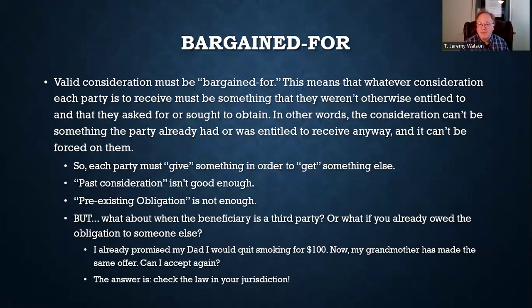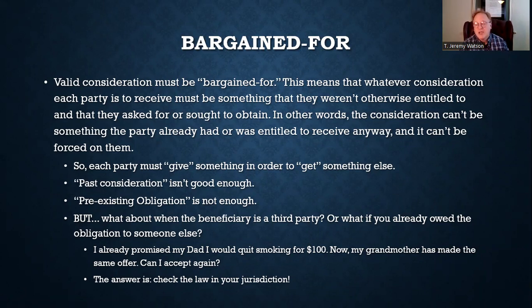What is that worth to him? I don't know. Doesn't matter. That's that peppercorn. Is he getting what he bargained for? He got my promise to quit smoking. So yeah, that's consideration. Now, let's say my grandmother also comes to me to make the same offer. My grandmother says, "I'll pay you $100 if you quit smoking." Can I make that offer with her? Is she really getting anything? Or is that a pre-existing obligation?